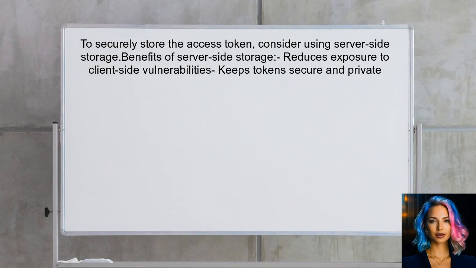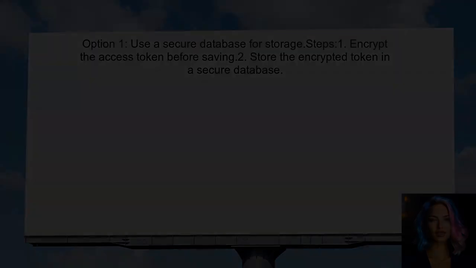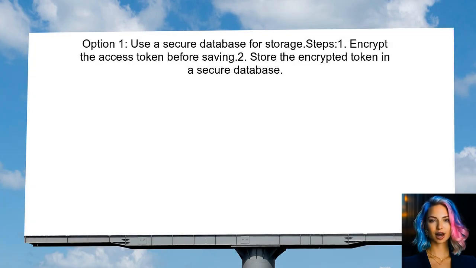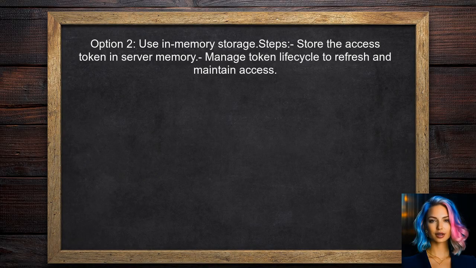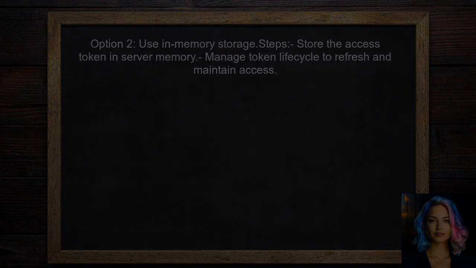To securely store the access token, the user should consider using server-side storage instead of cookies. This approach minimizes exposure to the client side. One option is to use a secure database to store the access token. The user can encrypt the token before saving it to ensure that even if the database is compromised, the token remains protected. Another approach is to use in-memory storage, which keeps the access token in the server's memory. This method is fast but requires careful management to ensure tokens are refreshed and not lost.